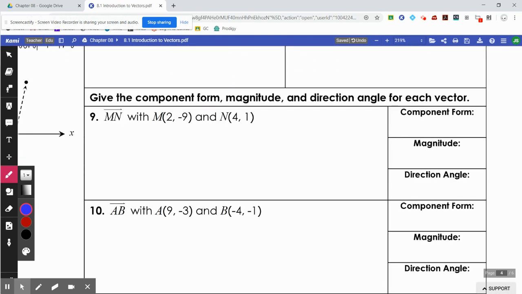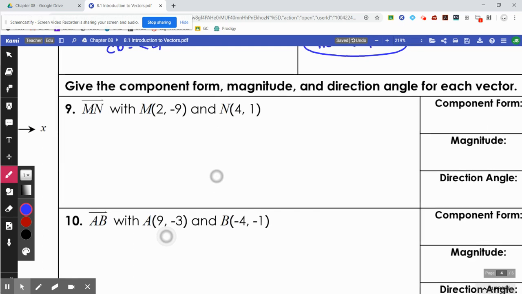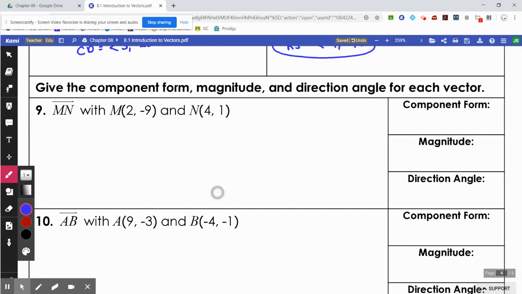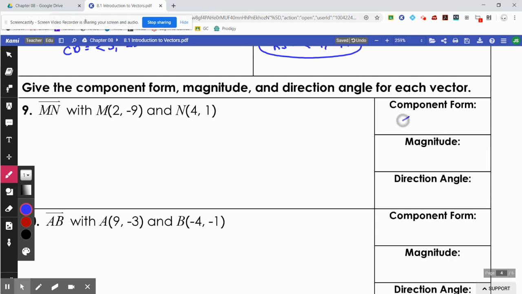Okay, next up, number 9. Give the component form, the magnitude, and the direction of each vector. Okay, let's start with the component form. Find component form, subtract your x's. 4 minus 2 gives you 2, comma, 1 minus -9 gives you 10, so there's your component form.